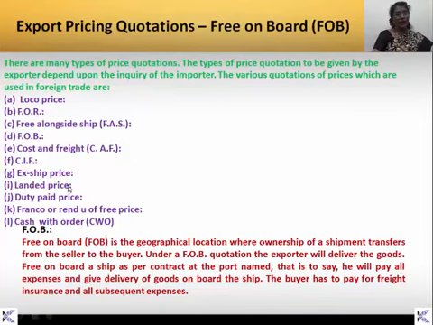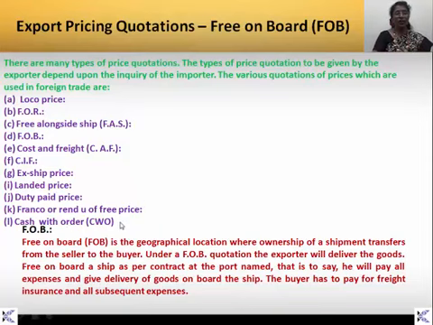Then ex-ship price, what was the price of the last ship. Then landed price, what the price became at the time of landing according to that. Then duty paid price, and franco and rent-free price. Franco price is the costliest price within the export pricing quotation, according to that particular destination and the transportation mode. The price goes very high. So franco price is a very costly price.